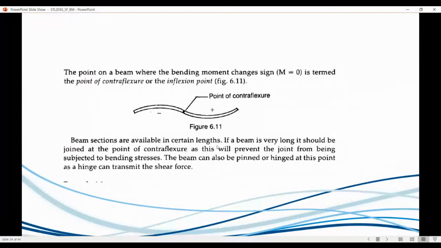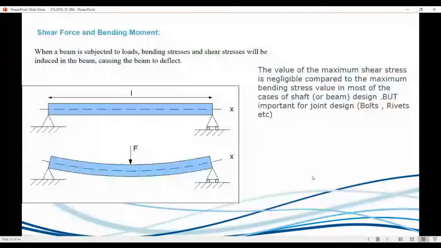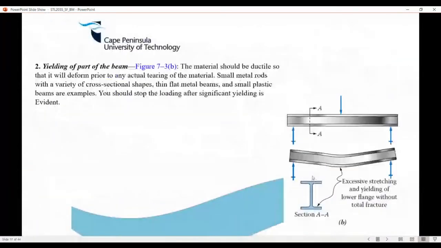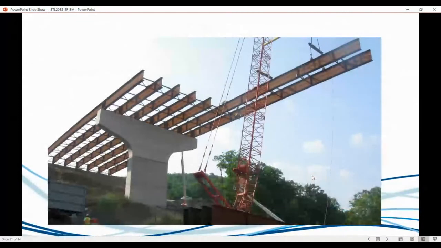Beam sections are available in certain lengths. So if a beam is very long, it should be joined at the point of contraflexure, as this will prevent the joint from being subjected to bending stress. Because if you put a joint along, heading back to this beam here, remember the long beam I had, it is joined at particular sections.